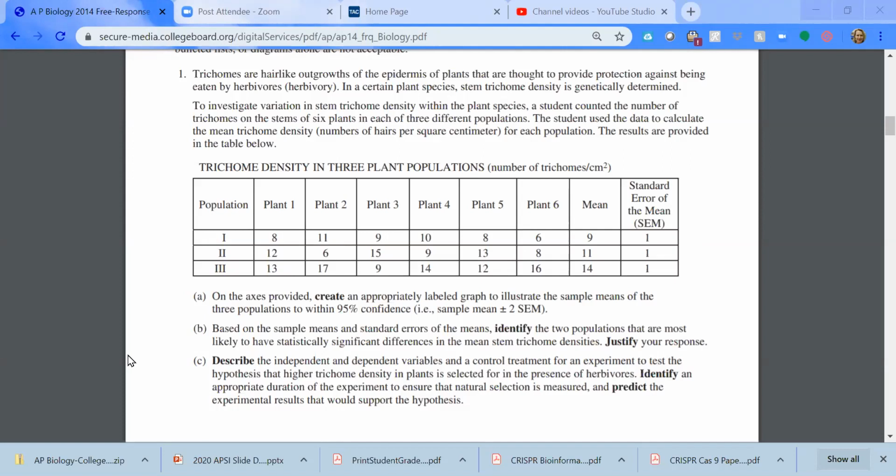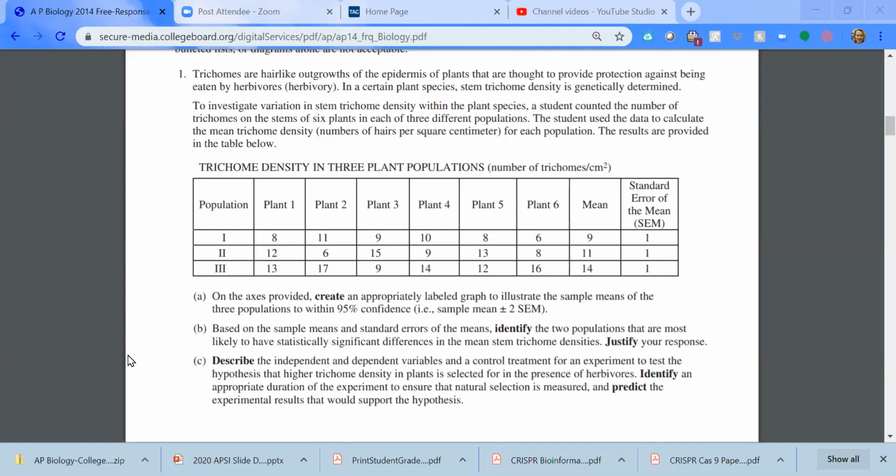If you said 1 and 3 are the most different because their means were the most different, that was not an appropriate justification. They wanted you to use the standard errors of the means to justify the difference, and the 95% confidence intervals not overlapping.